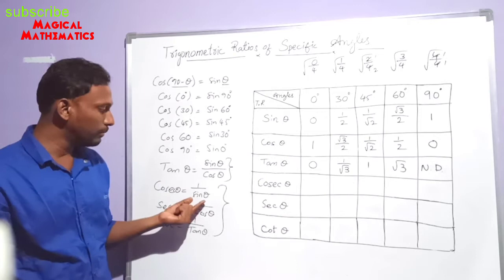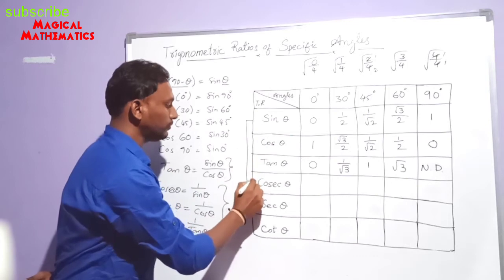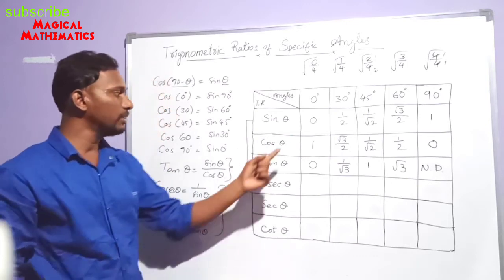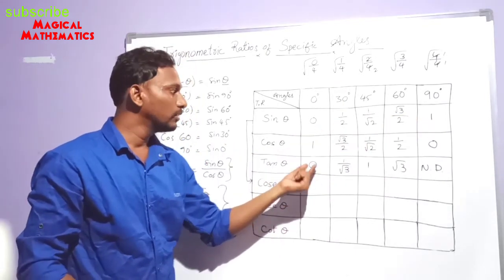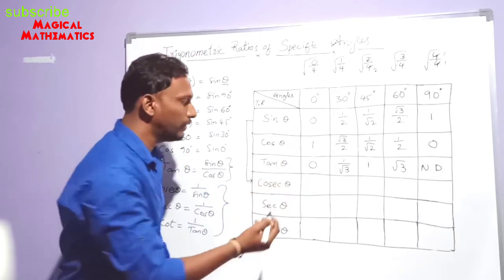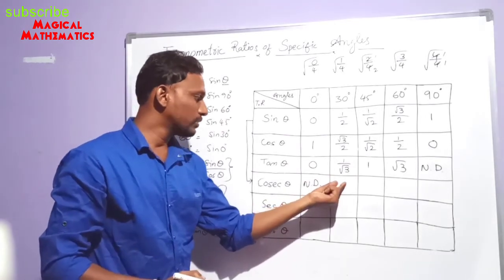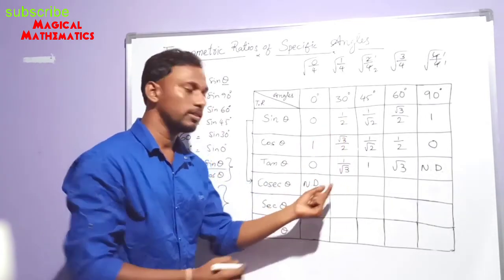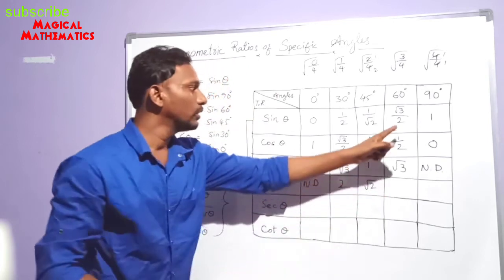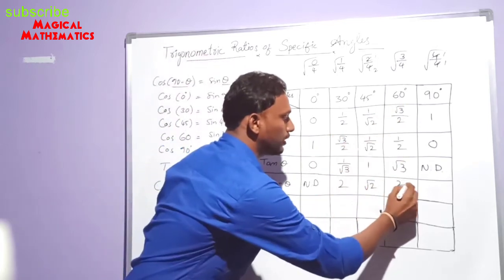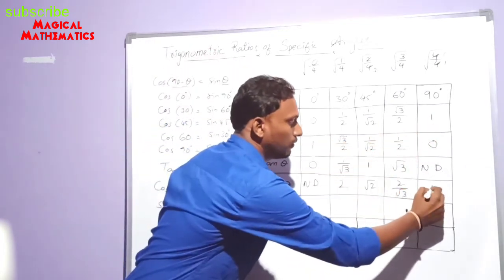Next, cosec theta. How will we get cosec theta? It is 1 by sin theta, so all the values we get by taking the reciprocals of the sine values at the specific angles. Cosec 0 is 1 by 0, which is undefined, division by 0. Then cosec 30: the reciprocal of 1 by 2 is 2, the reciprocal of 1 by root 2 is root 2, the reciprocal of root 3 by 2 is 2 by root 3, and the reciprocal of 1 is 1 only.